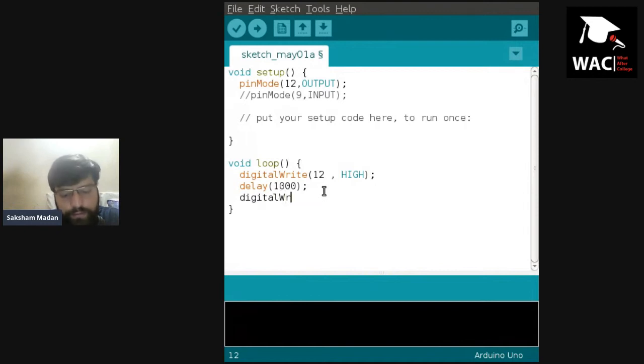So digital write 13 low. Okay, now we have to keep it off for a while, and delay 1000.